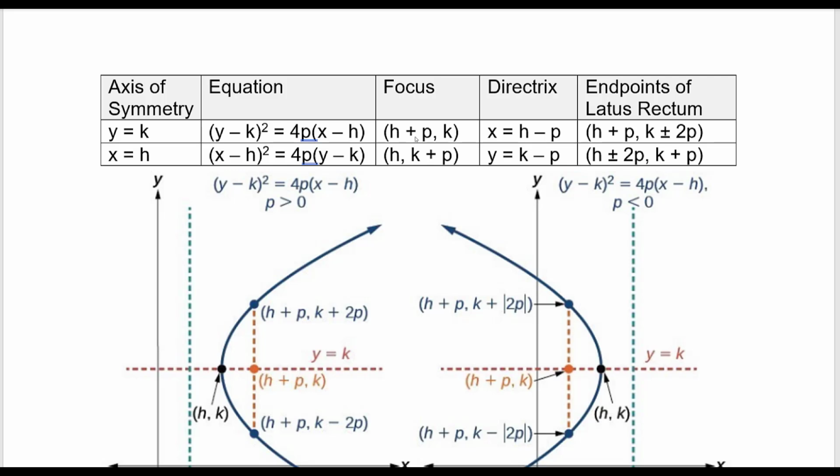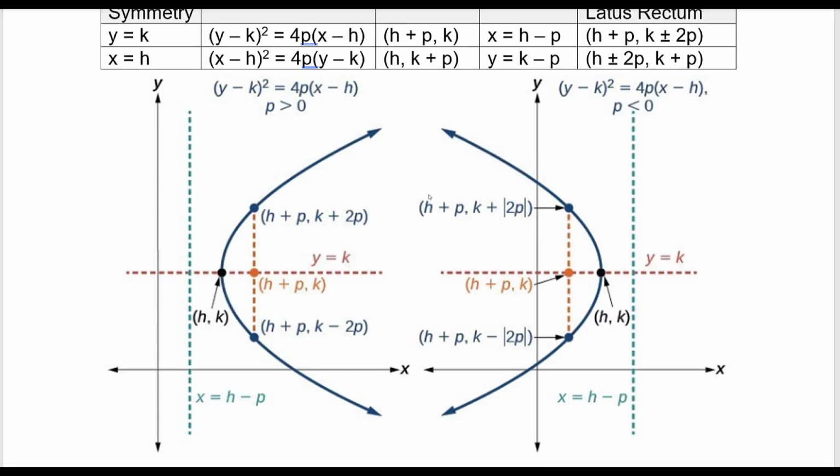The focus is (h plus p, k). The directrix is x equals h minus p, and the endpoints of the latus rectum are (h plus p, k plus or minus 2p). For the axis of symmetry being x equals h, you would have this form here: x minus h squared equals 4p times y minus k. Then the focus is (h, k plus p). The directrix is y equals k minus p. And the endpoints of the latus rectum are (h plus or minus 2p, k plus p).